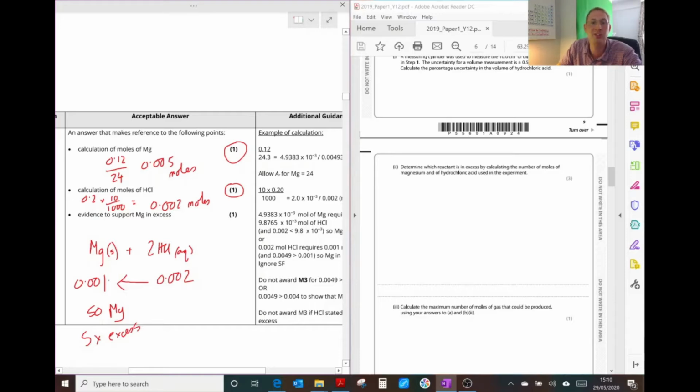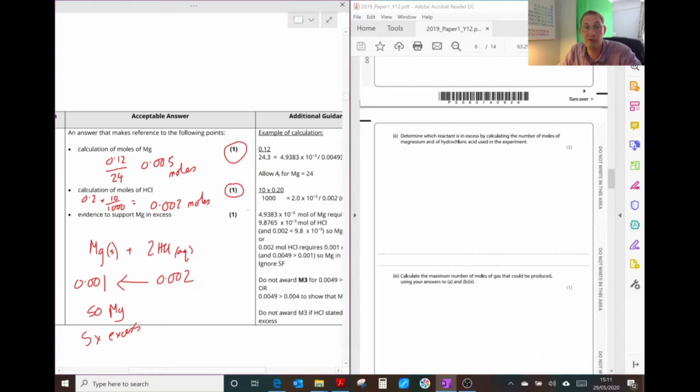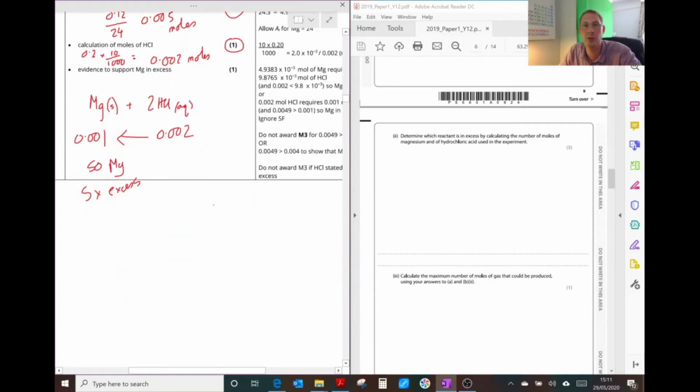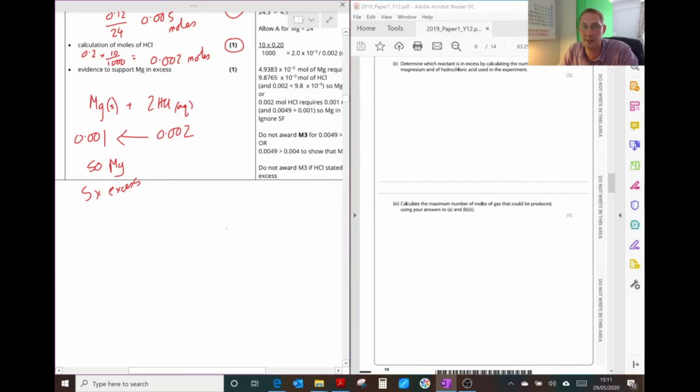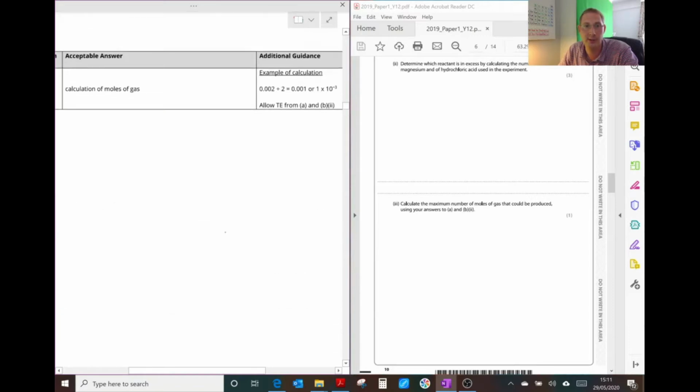Okay, lots of people were doubling it, saying magnesium is in excess because 0.05 is more than 0.002. But no, you needed to specifically show this, that number of moles of hydrochloric acid only requires that number of moles of magnesium, and you've got far more than enough. So magnesium is in excess. What's really interesting is even for those people who worked out or stated that magnesium was in excess, they then went and used the moles of magnesium to calculate the next bit, which is calculate the number of moles of gas that could be produced.